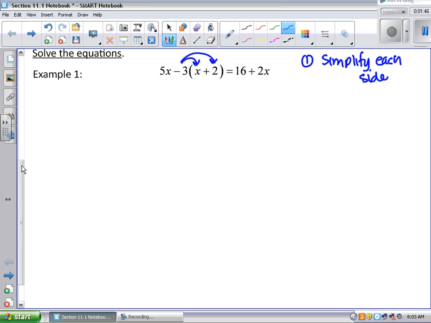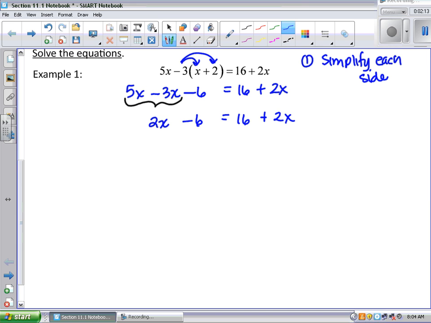So here we're going to have 5x. We're distributing the negative 3, so we're going to have minus 3x minus 6 equals 16 plus 2x. On the left-hand side, we have like terms that we can combine. 5x minus 3x is 2x minus 6 equals 16 plus 2x.